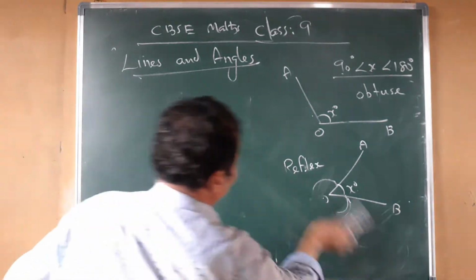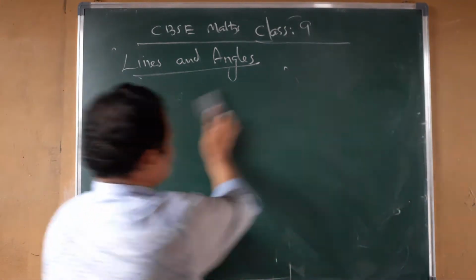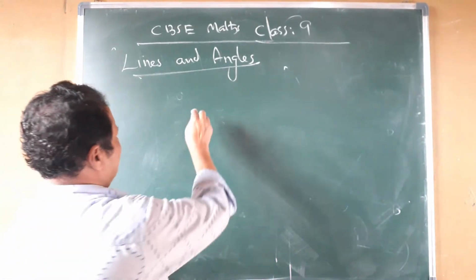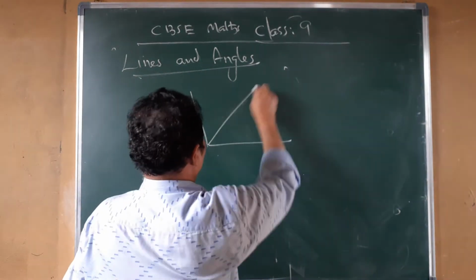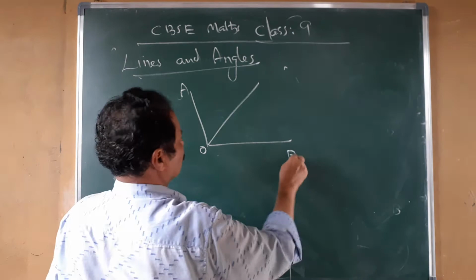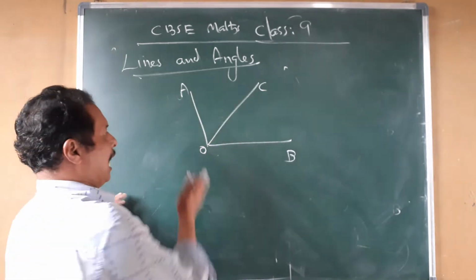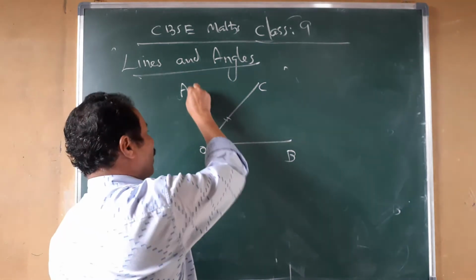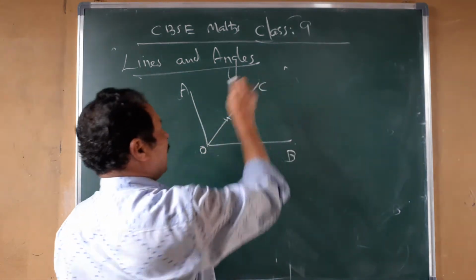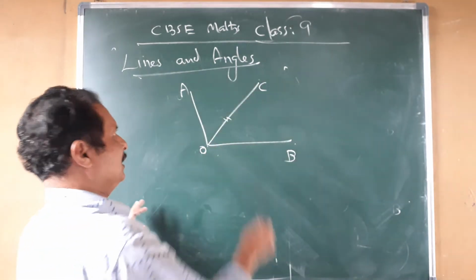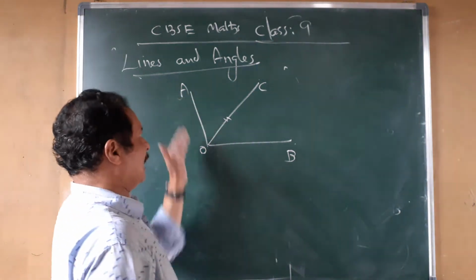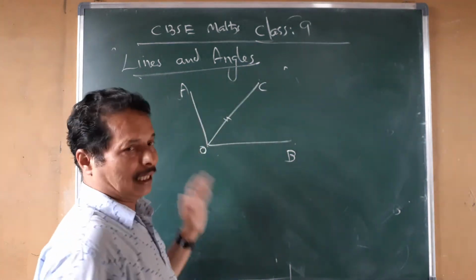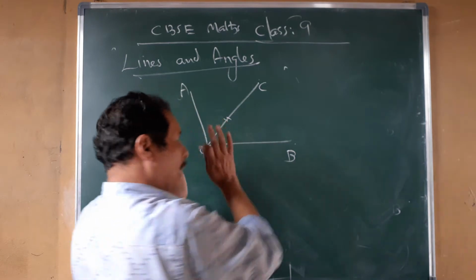Now, look here. These two angles, the ray OC is a common ray for angle AOC and angle BOC. You see that? You see the angles? Angle AOC and another one is angle BOC. OC is a common ray.